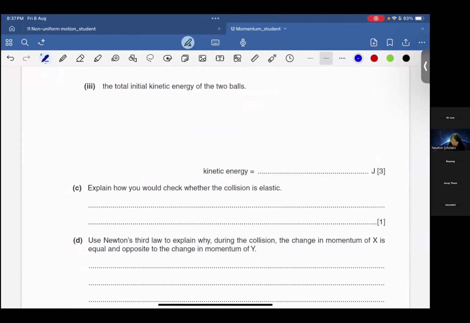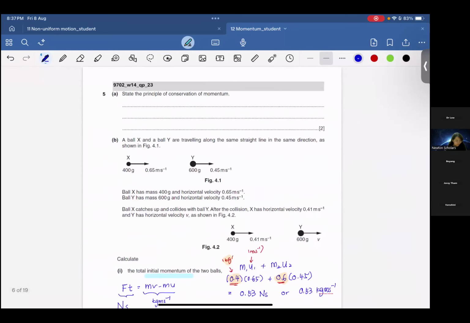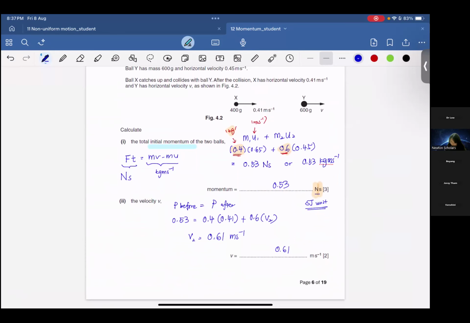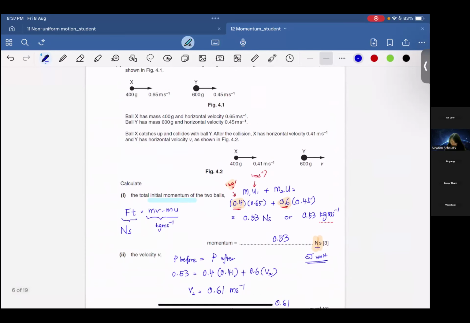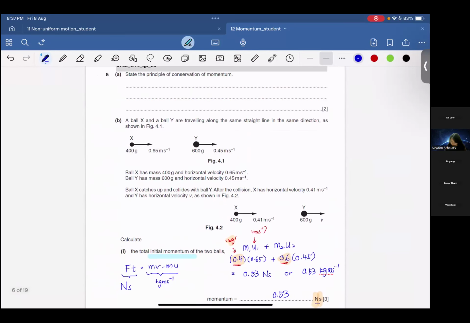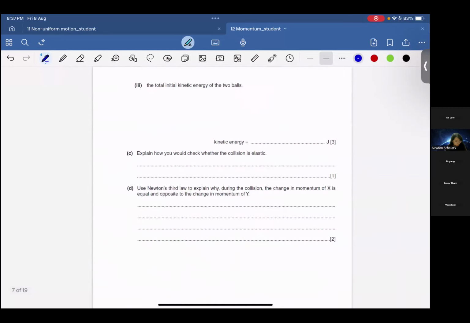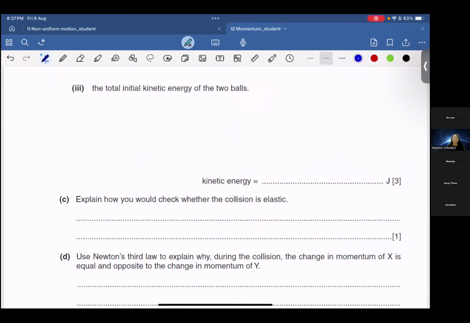Can you calculate the total kinetic energy of the two balls? Let me have a look. Okay, calculate the kinetic energy for the two balls. Count before, and then you can also count after. See whether they will be the same or not.